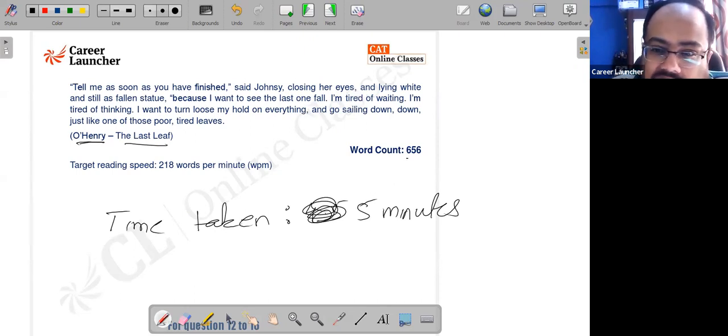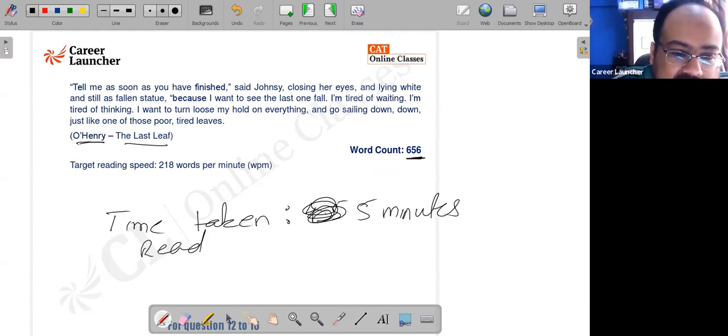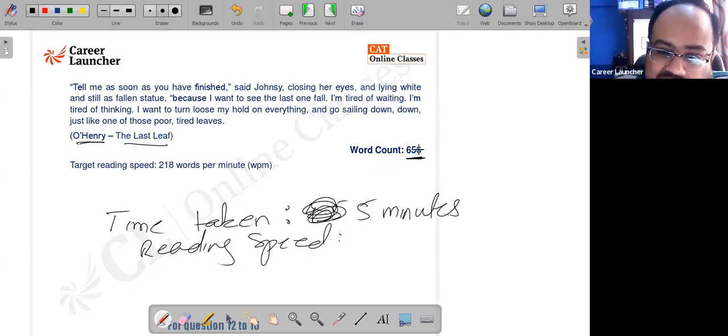The word count is given over here. So in this passage, there were 656 words. So if you took 5 minutes to read the passage, what is your reading speed? It is 656 divided by 5, so it is approximately 130 words per minute.